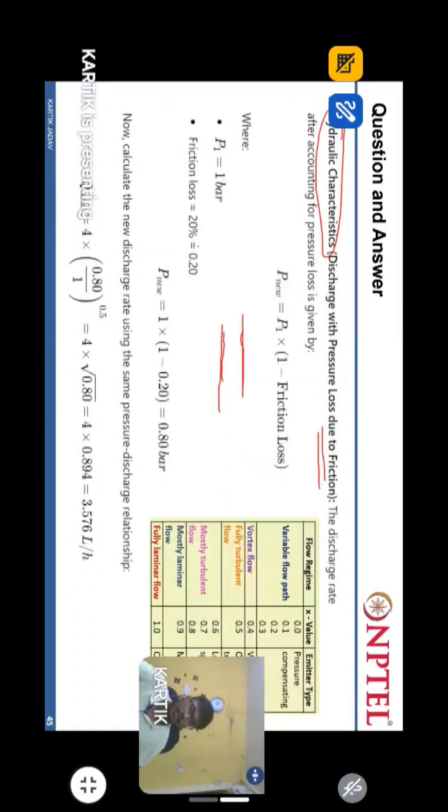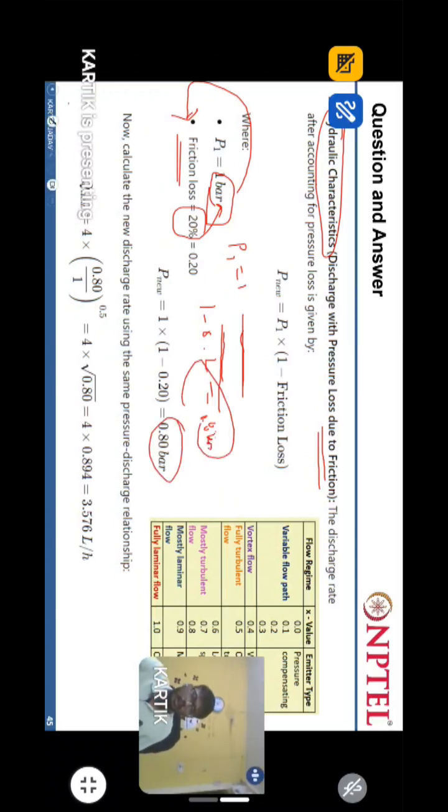So let's solve this question here. We know that the pressure drop is given as 20%. Our previous pressure P1 is 1 bar. And what will the new pressure be? Due to the friction loss, the pressure gets reduced by 20%. Simply we'll do 1 minus 0.2, that is 0.8 bar. It's already calculated.